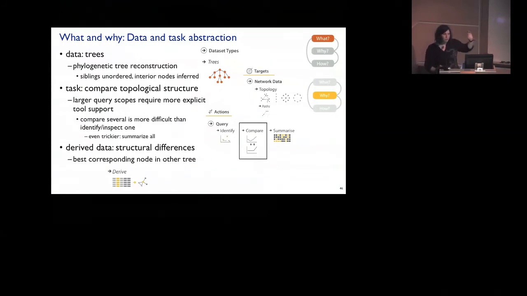And I mentioned this idea of deriving data along the way by transforming. One of the things we had to do was compute this idea of a best corresponding node between one tree and the other, which actually ended up requiring quite a bit of fun algorithmic work of how we could do that. And that was crucial then for the interaction of the system to make it usable.